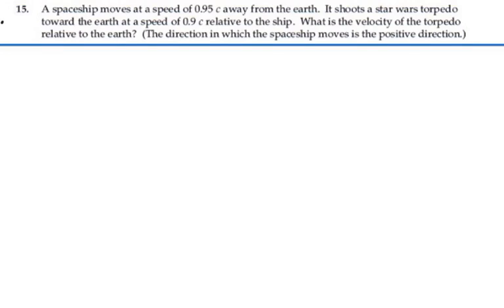Here's problem 3915. A spaceship moves with a speed of 0.95 c away from the Earth. It shoots a Star Wars torpedo toward the Earth at a speed of 0.9 c relative to the ship. What is the velocity of the torpedo relative to the Earth? Direction in which the spaceship moves is the positive direction.